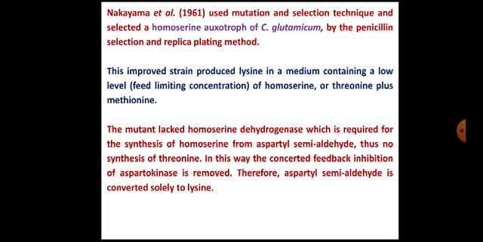The mutant lacked homoserine dehydrogenase, which is required for the synthesis of homoserine from aspartyl semialdehyde, thus no synthesis of threonine. In this way, concerted feedback inhibition of aspartokinase is removed. Therefore, aspartyl semialdehyde is converted solely to lysine.